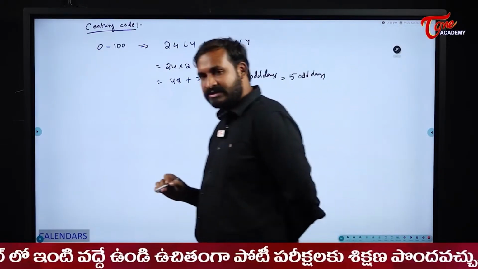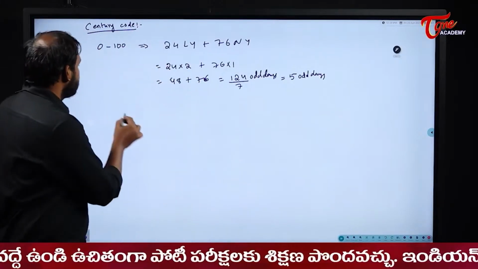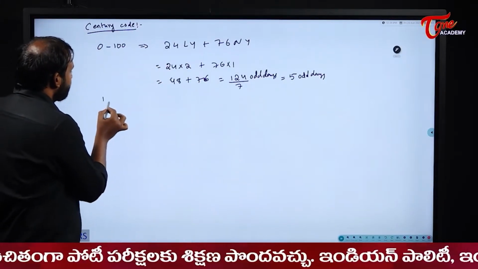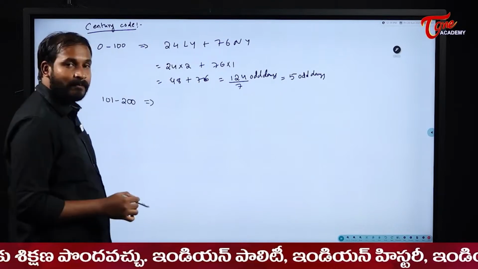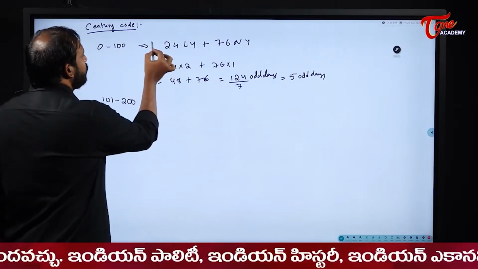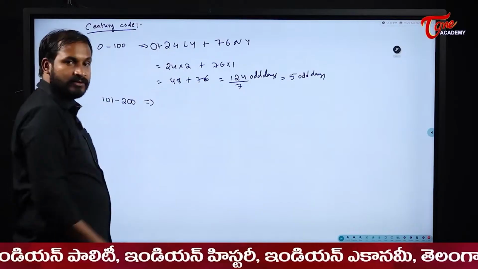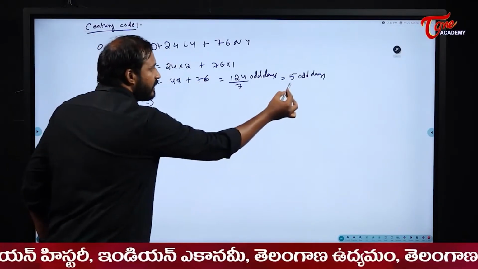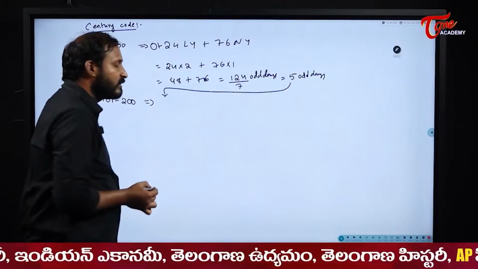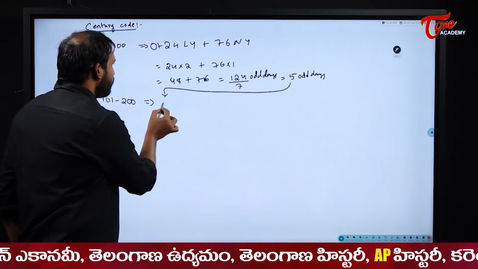Now I will come to the next century, that is 101 to 200. Now please see here, students. Previously I didn't have any odd days, so I started with 0. But before, when I enter into the 101 century, I have 5 odd days, right? I should carry this 5 or not? Yes, I should carry. So 5 plus.